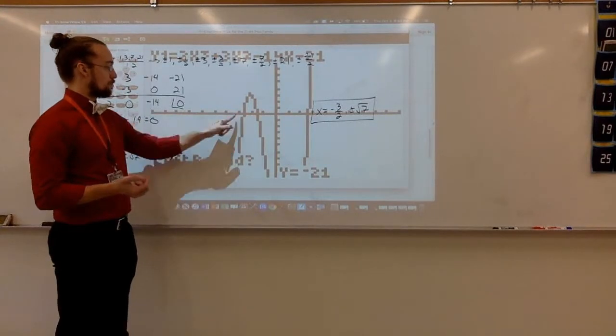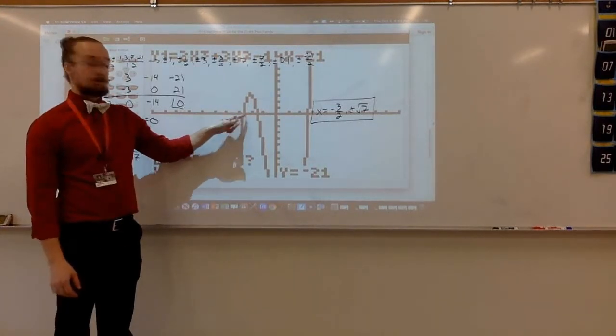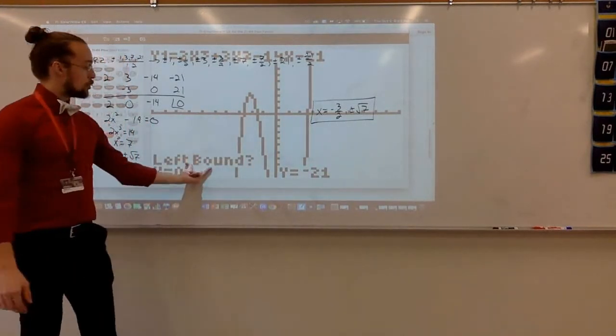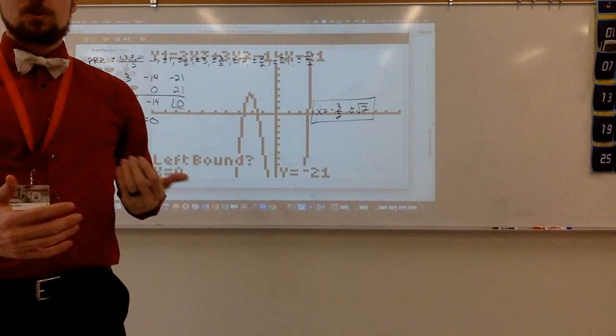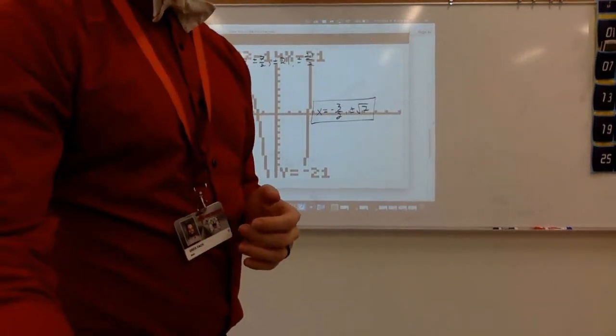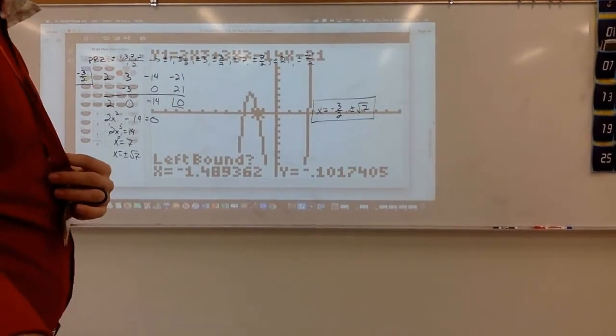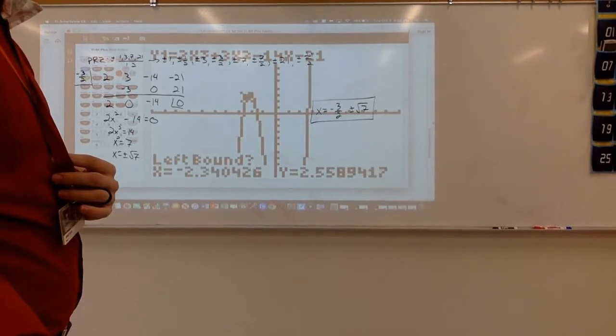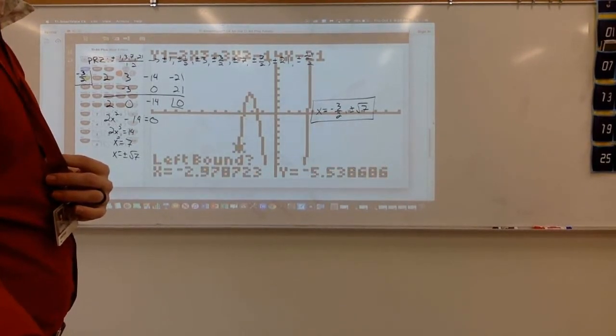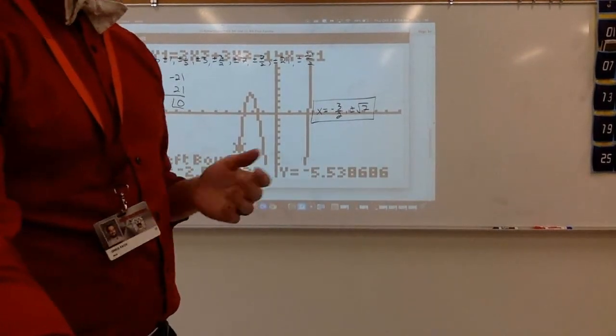If I first want to test and see what this zero is, it's asking me to choose a point to the left. So I'm going to move my cursor, get my arrows going here, and I can see my dot coming up here. I'm going to pick a point to the left of that zero. Okay, so I'm to the left now, so I can hit enter.